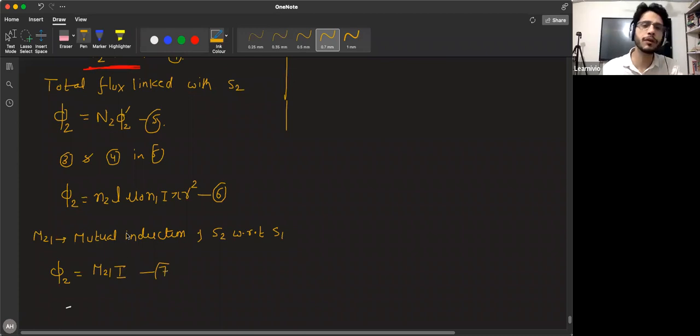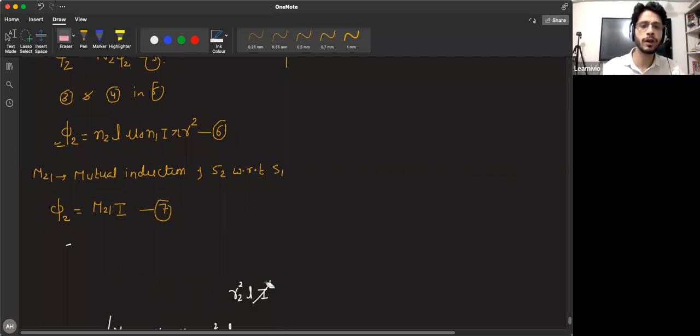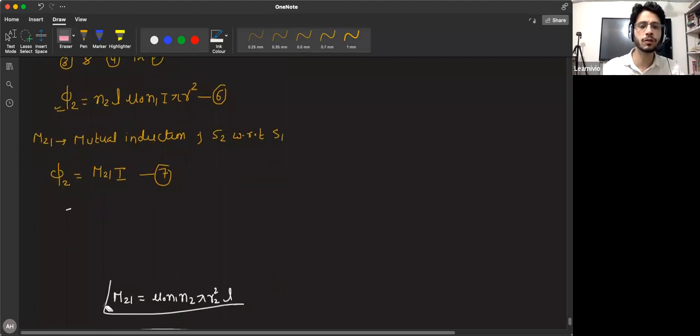From 6 and 7, you are calculating the same flux. The only difference is that in 6, you are calculating flux using magnetic field into area, but in 7, you are using the definition of mutual induction, that phi is equal to M I. You can equate 6 and 7 because in both you have the same flux. So when you equate them, you will get the value of mutual induction.